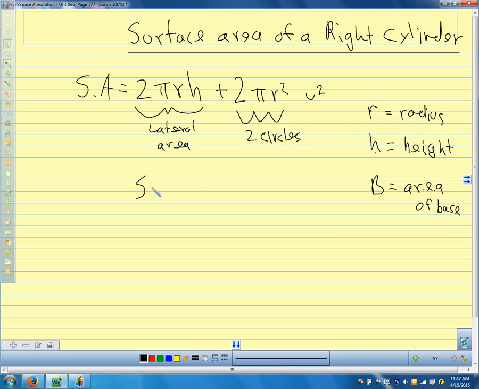we could write this as the surface area equals the lateral area, just like we did for a prism, plus 2B. It's the exact same formula. The lateral area, the area of the side, plus 2 times the area of the base. It's the exact same formula we had for a prism. All right, questions there?